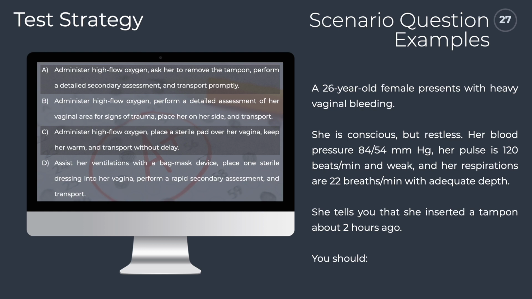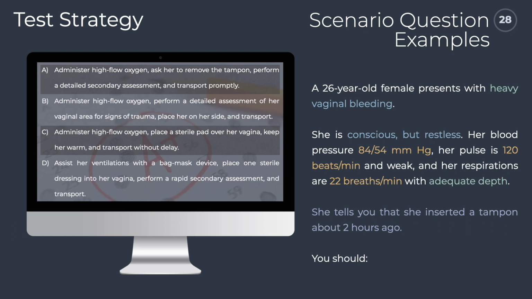B. Administer high-flow oxygen, perform a detailed assessment of her vaginal area for signs of trauma, place her on her side, and transport. C. Administer high-flow oxygen, place a sterile pad over her vagina, keep her warm, and transport without delay. Or D. Assist her with ventilations via a bag mask device, place one sterile dressing into her vagina, perform a rapid secondary assessment, and transport. Take a moment to look over the questions and answers.